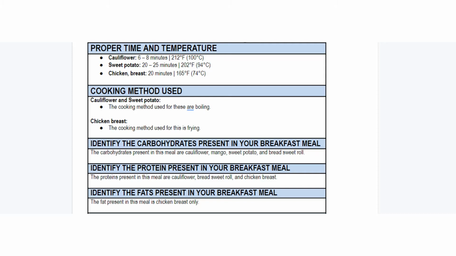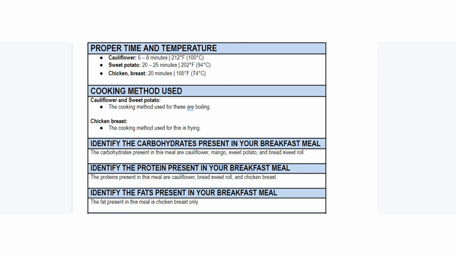Cauliflower cooks for 6 to 8 minutes at 100 degrees Celsius, sweet potato for 20 to 25 minutes at 94 degrees Celsius, and chicken breast for 20 minutes at 74 degrees Celsius. For cauliflower and sweet potato, the cooking method used is boiling, and the cooking method used for chicken breast is frying. The carbohydrates present in this meal are cauliflower, mango pico ripe, sweet potato, and bread sweet roll.